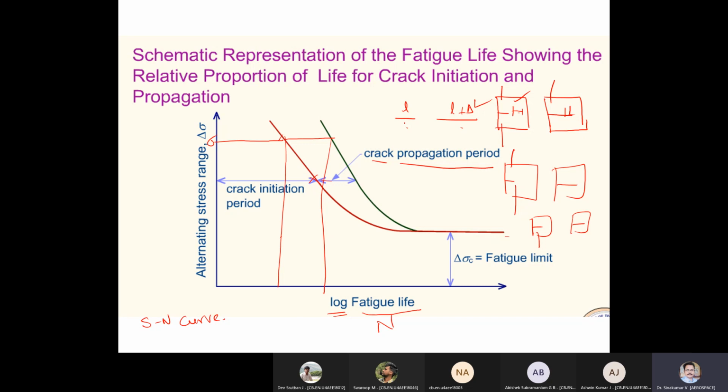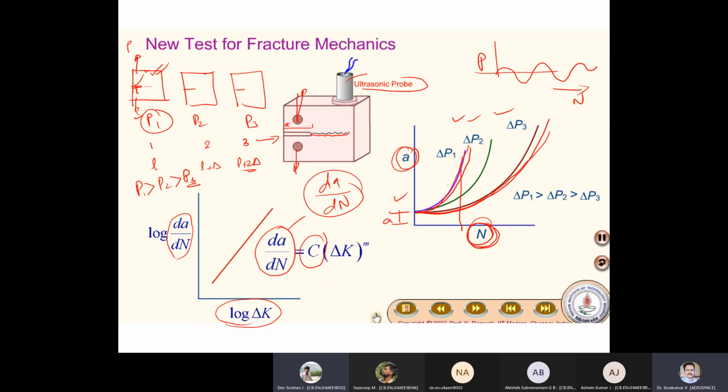Sir, in the previous log versus log graph? It is only data acquisition. This data will be useful in future. Yes, sir. This del K is the stress intensity factor, sir. Yes, this is the stress intensity factor. It will be useful when you are doing your fatigue analysis. There, this data is important.